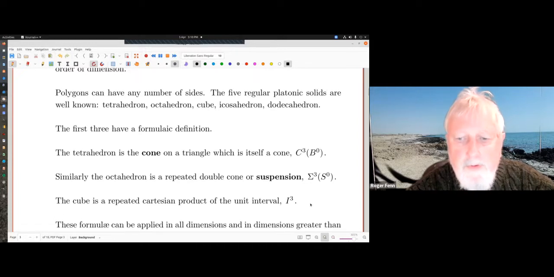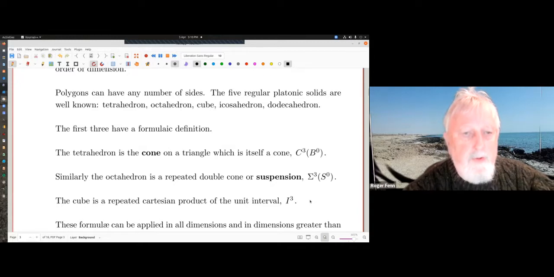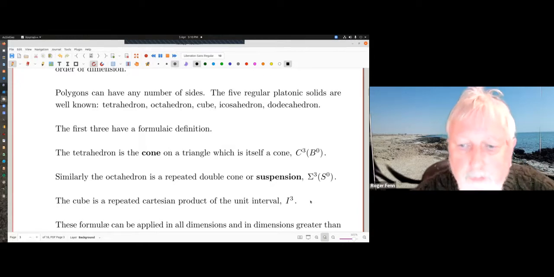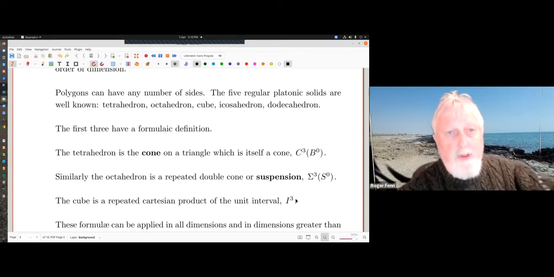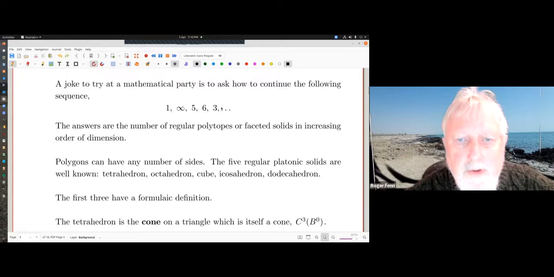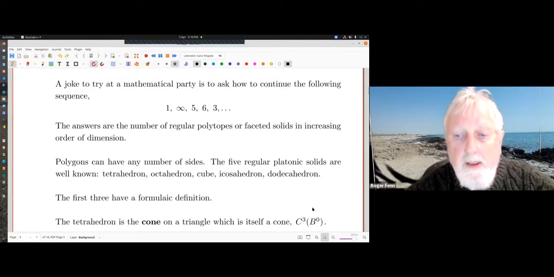So those 3 have a sort of universal definition. So you could go up in any dimension, you see. So the answer to this is it goes 3, 3, 3, 3, 3 forever, but there aren't any more.